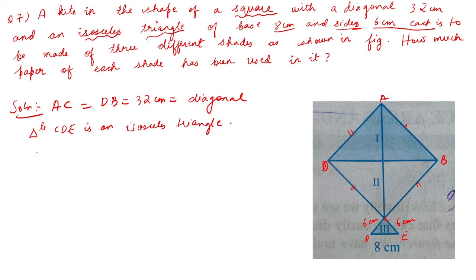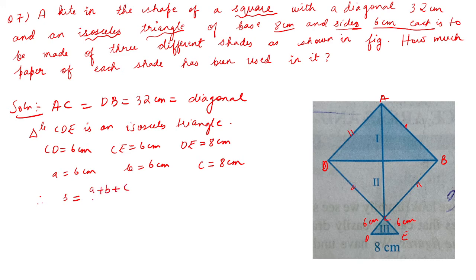Clear? Therefore, we'll first find out the area of an isosceles triangle. So, isosceles triangle, you have CD equal to 6 centimeter, CE equal to 6 centimeter, and DE equal to 8 centimeter. So, a is equal to 6 centimeter, b is equal to 6 centimeter, and c is equal to 8 centimeter. Therefore, what is going to be your s? a plus b plus c by 2. See, the question is asking us how much paper of each shade has been used. So this is one shade, this is another shade, and this third area is another shade. So I'm finding out area 3.